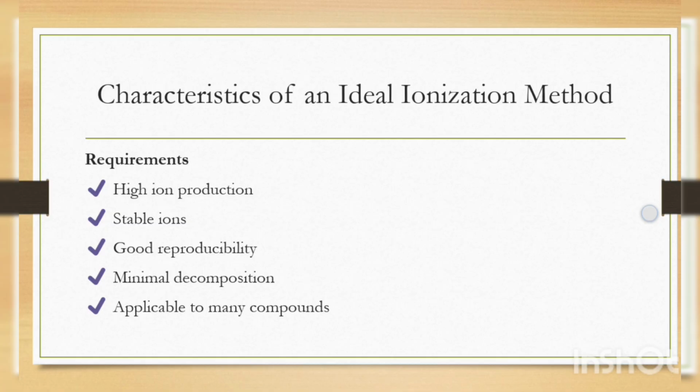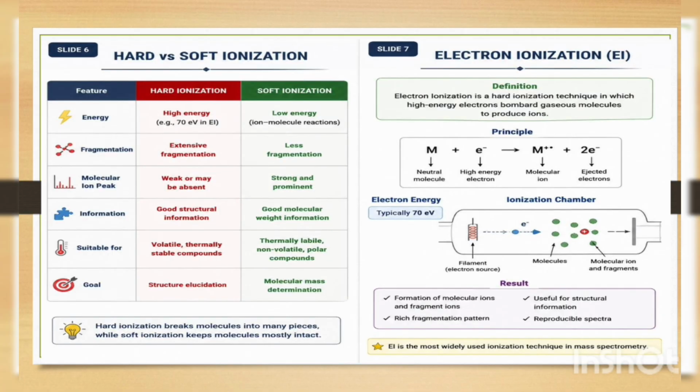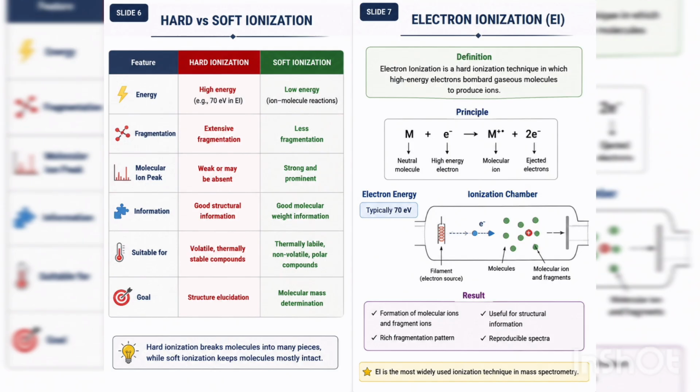So, now we come to a comparison. Hard ionization versus soft ionization. The easiest way to remember the difference is hard ionization equals high energy plus more fragmentation. Soft ionization equals low energy plus less fragmentation. In hard ionization, sufficient energy is transferred to the molecule. Therefore, the molecule can break into many fragments. These fragments are extremely useful for obtaining structural information. The example is electron ionization.